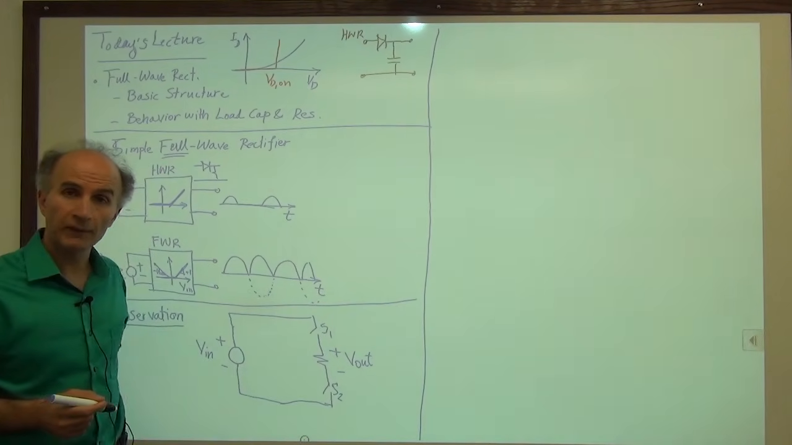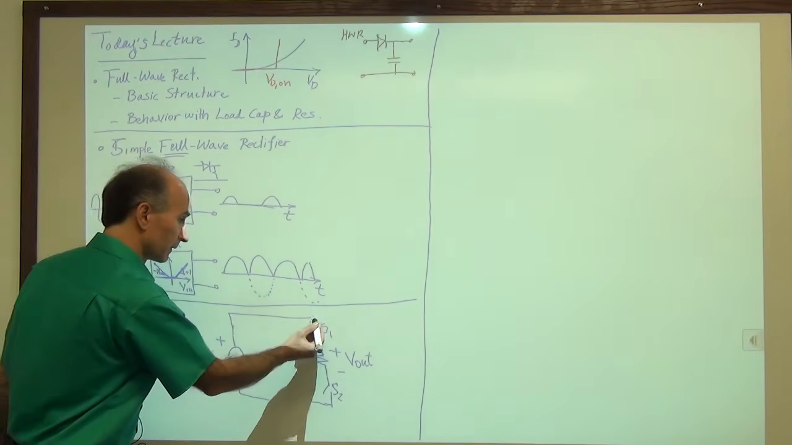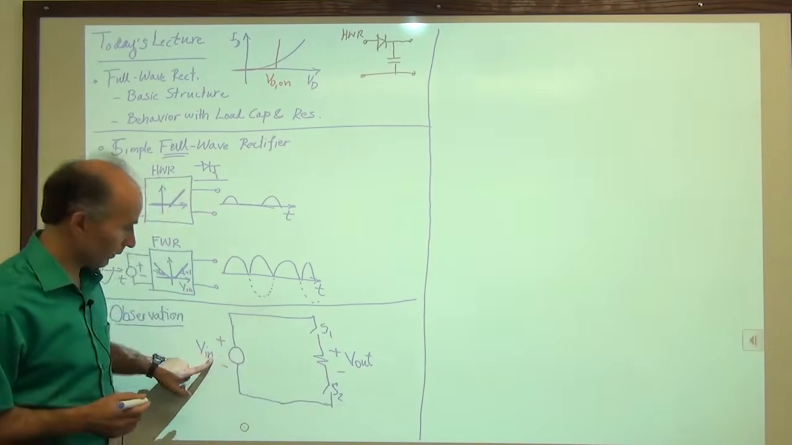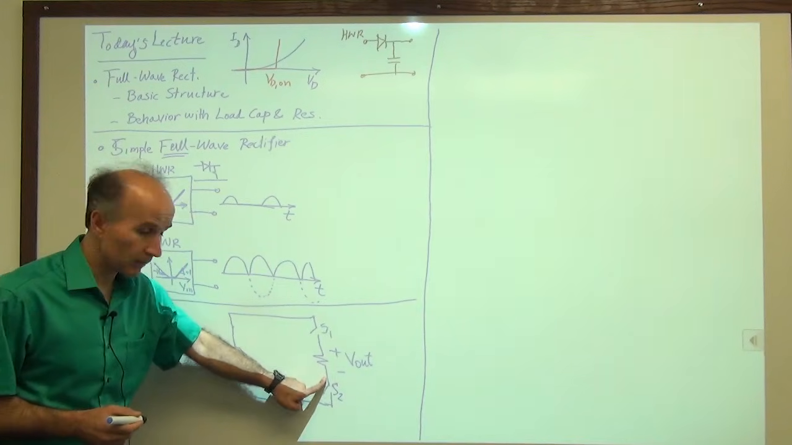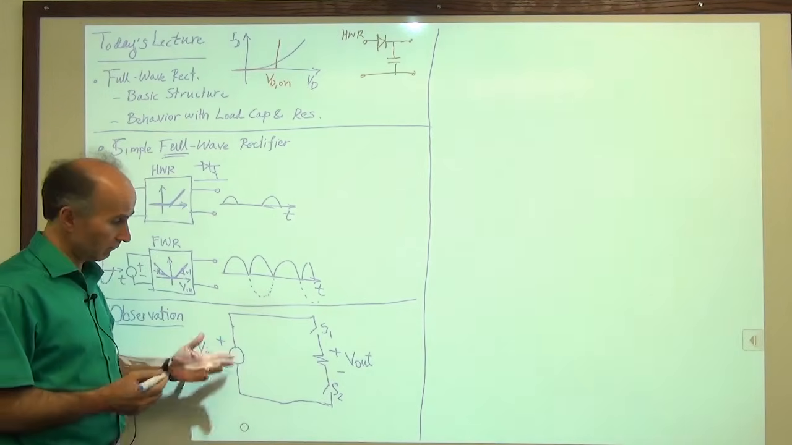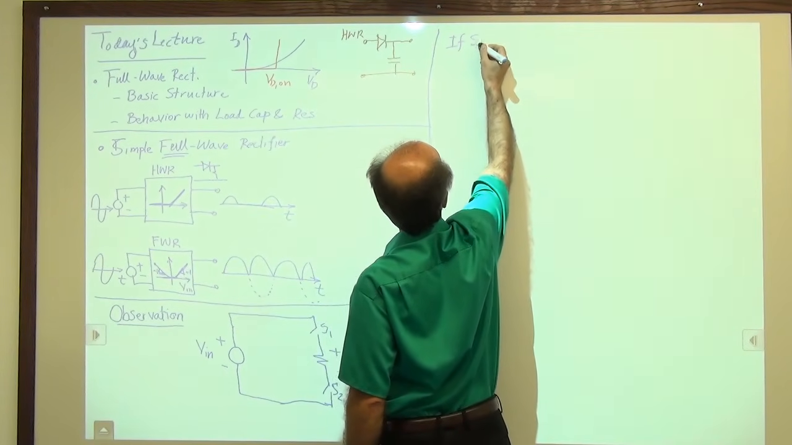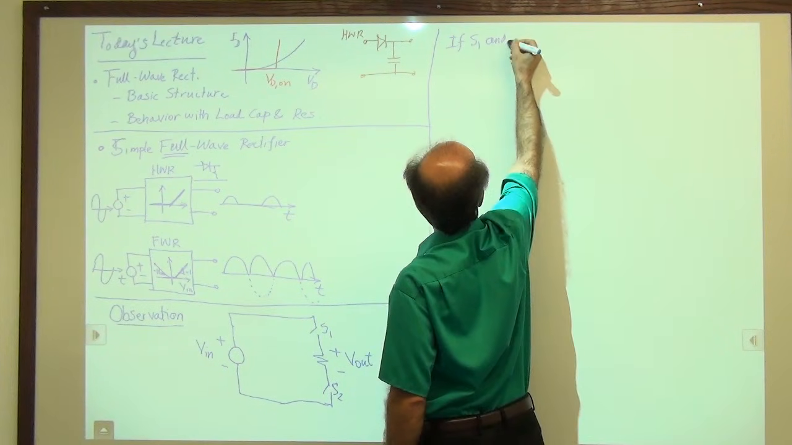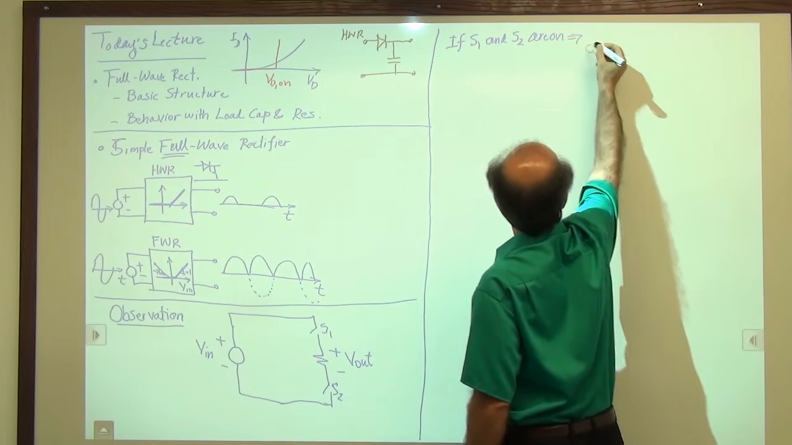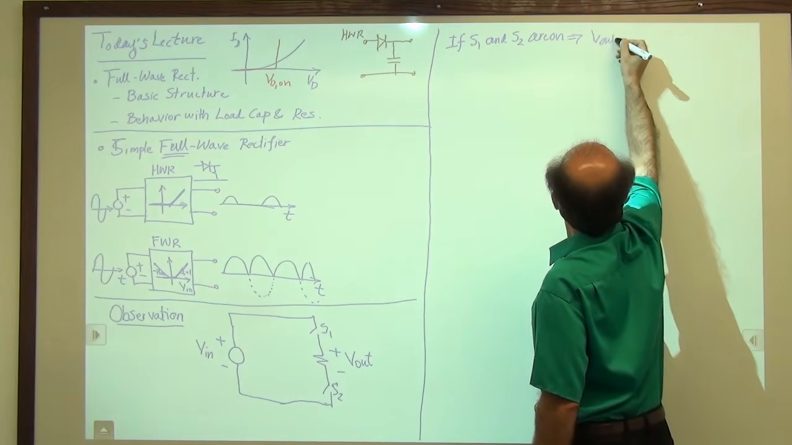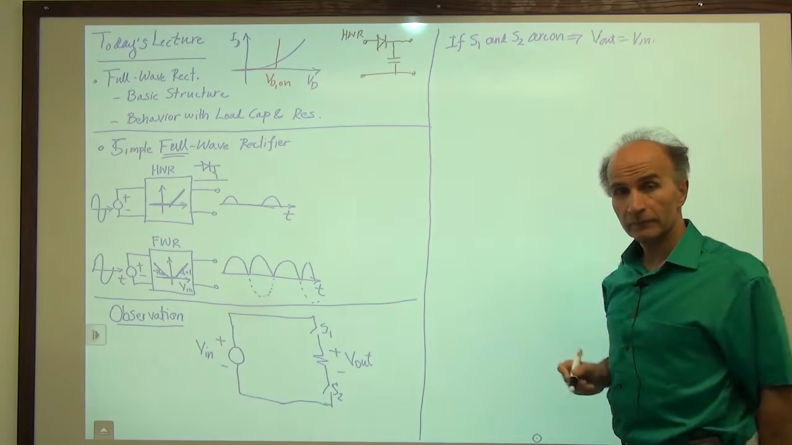So what happens if both of the switches are turned on? Well, it's very simple. If the switches are ideal, then this voltage is just equal to this voltage. We have a short circuit from the top of the resistor to the top of the voltage source, and from the bottom of the resistor to the bottom of the voltage source. So that's easy. So we say if S1 and S2 are on, then Vout is just equal to Vin. So far, so good?